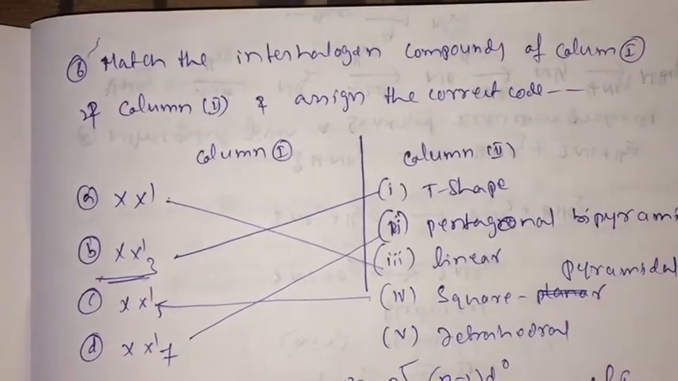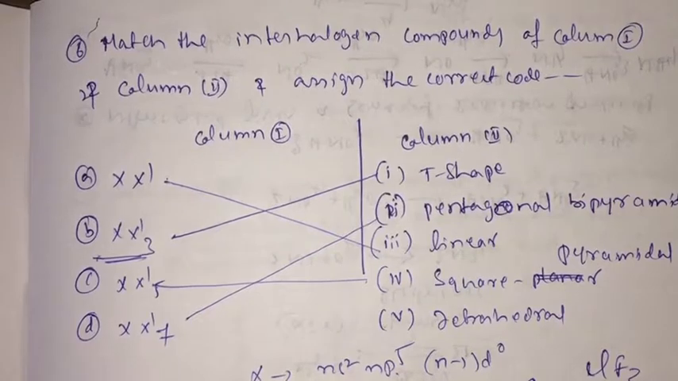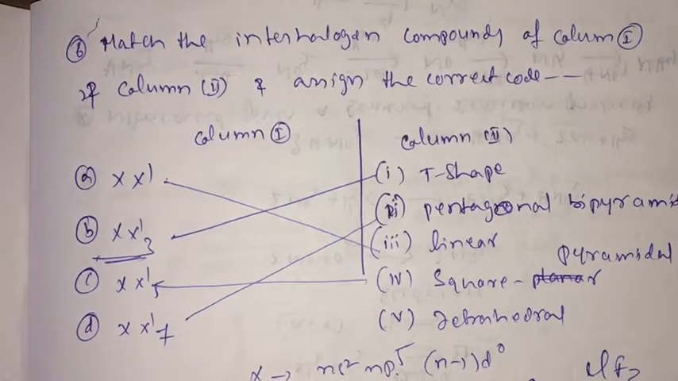Now the next question: match the interhalogen compounds of column 1 to column 2 and assign the correct code. Column 1 is given as XX', XX'3, XX'5, XX'7, and the shapes are T shape, pentagonal bipyramidal, linear, square pyramidal, tetrahedral. Now, in the case of the halogens X, the electronic configuration, you know, is ns2 np5 (n minus 1) d0.